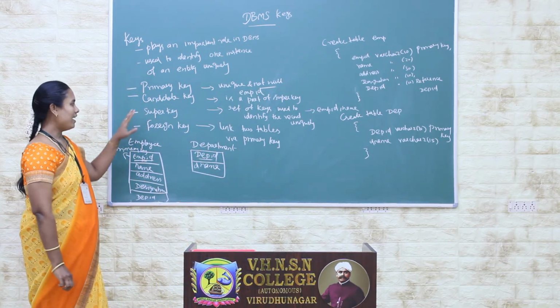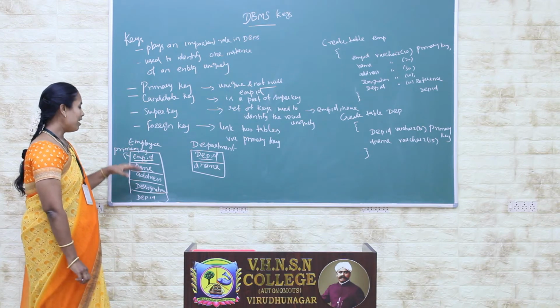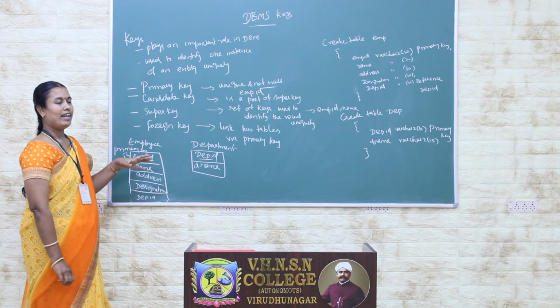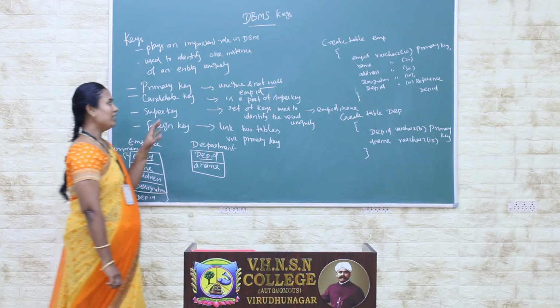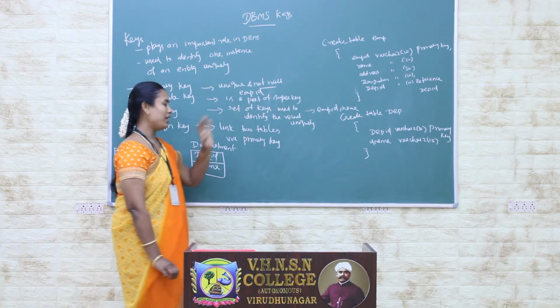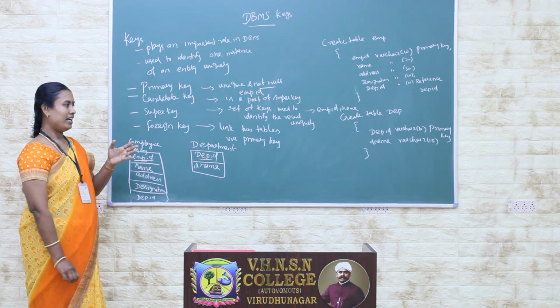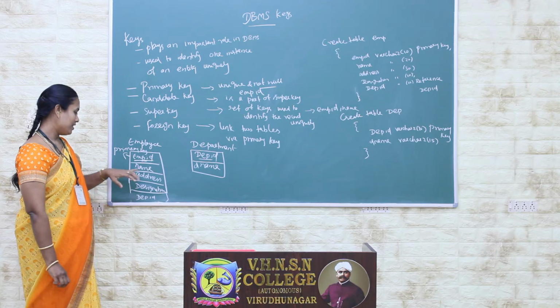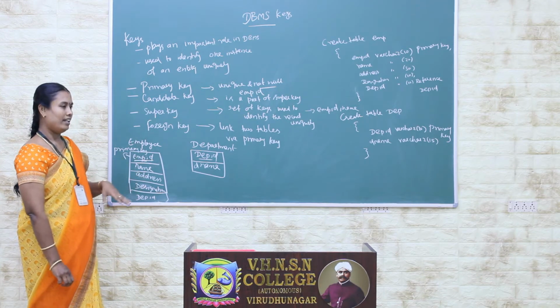Okay, the next one is the candidate key. What is a candidate key? The remaining fields used in the table can be called candidate keys. Also, a candidate key is a part of a super key. In the next one we will see what a super key is. Here the candidate keys are name, address and designation; all those are candidate keys.